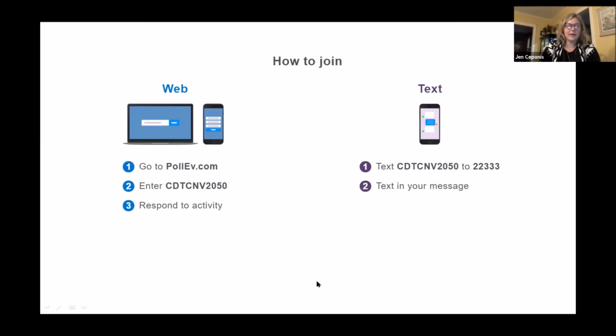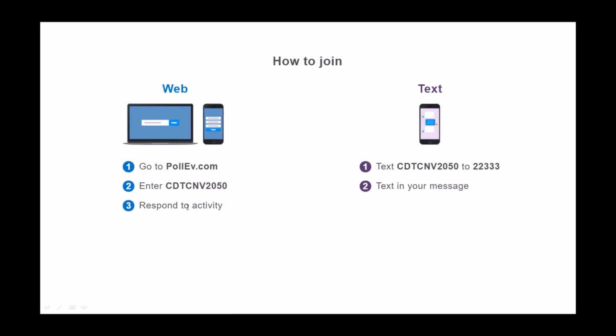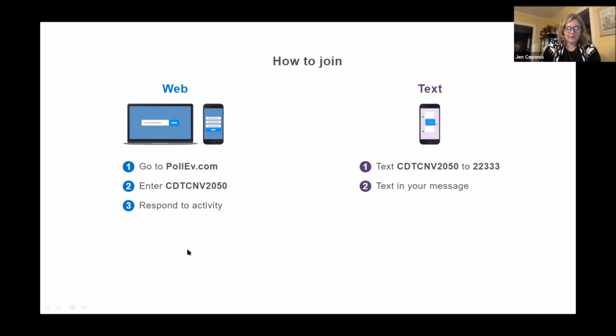Please do that now. In the meantime, we are going to do just a short poll if you'd like to participate. You can do it by opening up another browser and going to pollev.com and entering CDTC NV 2050. Or you can use your cell phone and text. For the number, you're going to text 22333, and in the text, CDTC NV 2050.